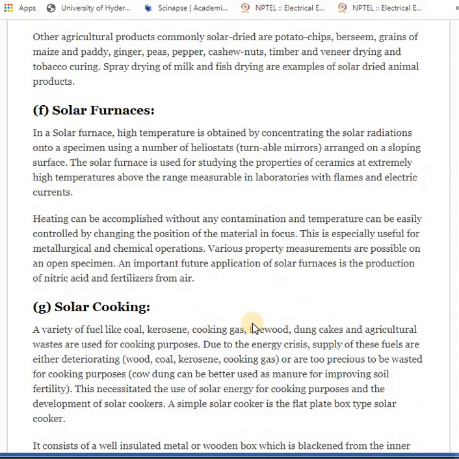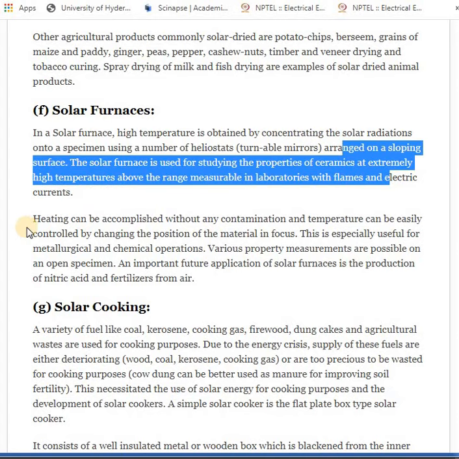Then you have solar furnaces. In solar furnaces, high temperature is obtained by concentrating the solar radiation onto the specimen using a number of heliostats arranged on a sloping surface. The heating is accomplished by concentration, and the temperature can easily be controlled by changing the position of the material in focus.